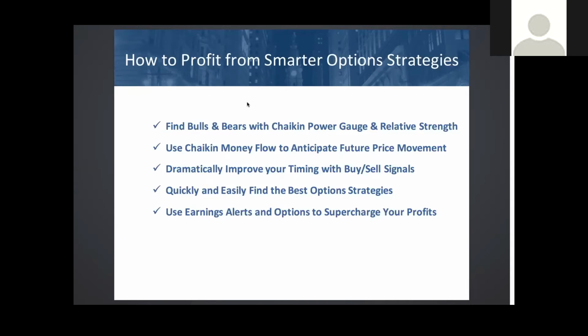But we're going to show you a very special way to use Chaikin Money Flow to anticipate future price movements and share with you some secrets that we've been teaching Wall Street pros for years on how to use Chaikin Money Flow.